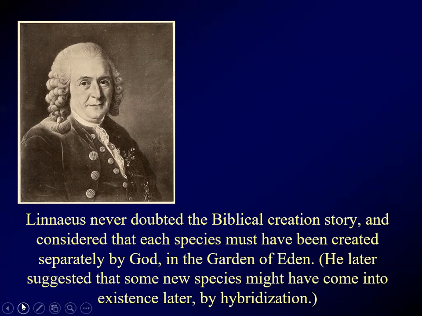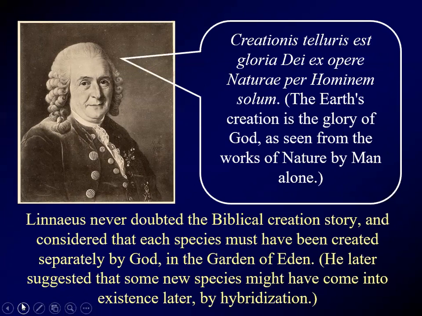He suggested that the Garden of Eden must actually have been a huge mountain, because a mountain is the only way you could get Arctic species and tropical species in the same limited area. If you put the polar bears on top and the capybaras on the bottom, that is the only way you can get tropics and Arctics in the same place. As he was to say, the earth's creation is the glory of God as seen from the works of nature by man alone. Reactiones telluris est gloria Dei ex opere naturae per hominem solum.